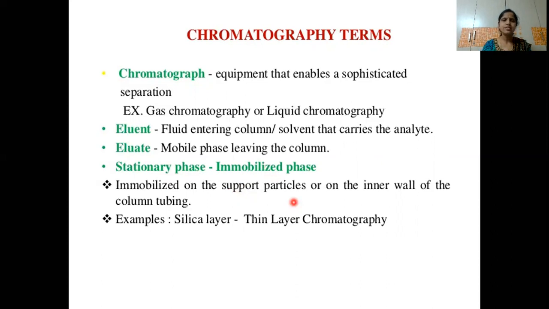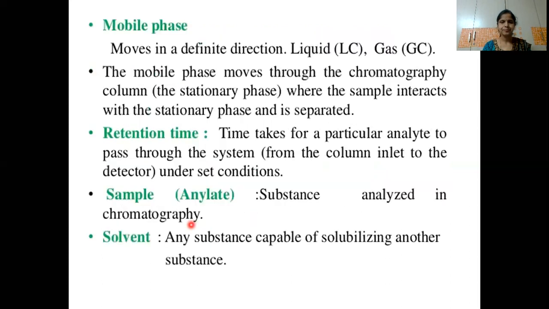You can have the stationary phase as solid or liquid. Suppose if it is a solid, you can directly put it in the column, or if it is a liquid, then you have to make it immobilized by supporting it onto separate adsorbents. For example, we can take silica layer. Silica layer is an adsorbent which is used in thin layer chromatography.